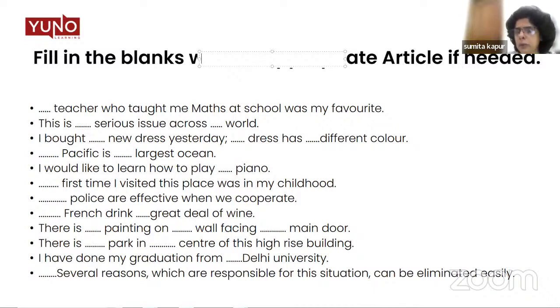Now, why do we say the police? Because we refer to a specific category. We are using police force as an institution, as a complete organization, a setup. So whenever we use it in an institutional sense or an organizational sense, it is prefixed with the. That is why we say the police are effective when we cooperate. So please write down these words: an institutional setup or an organizational setup.